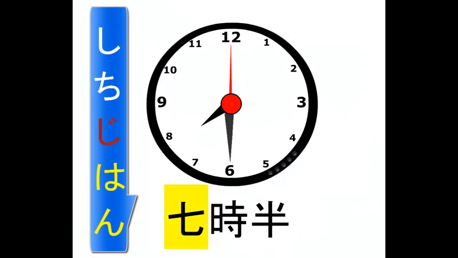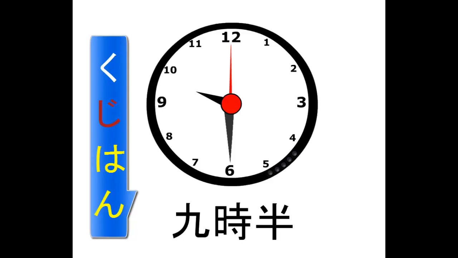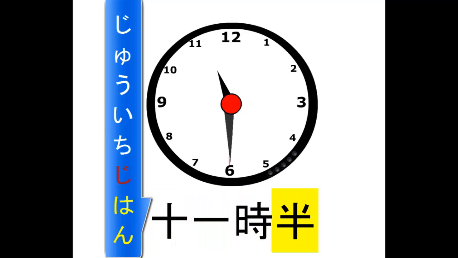7:30. Shichiji han. Remember not to use nana for 7. 9:30. And that would be kuji han. Finally, let's try 11:30. 11半.